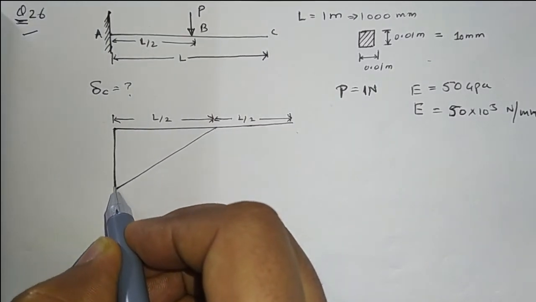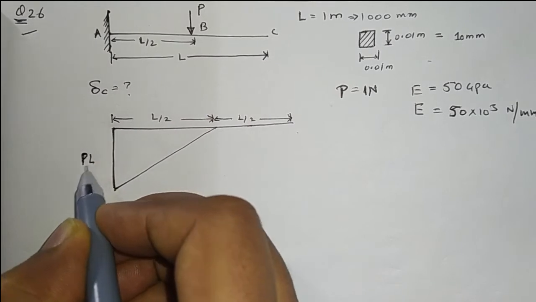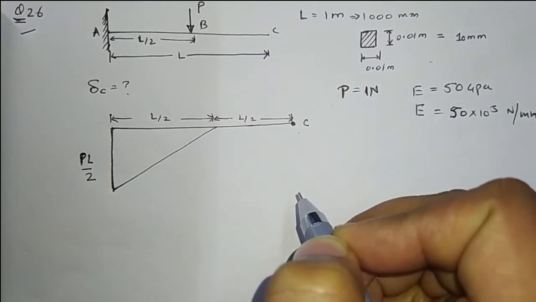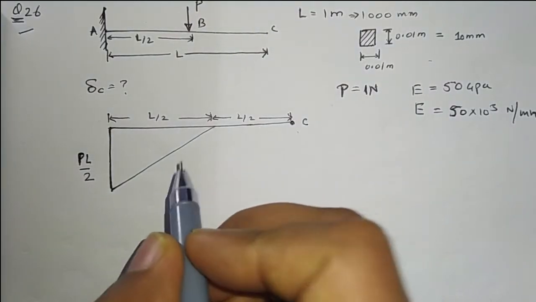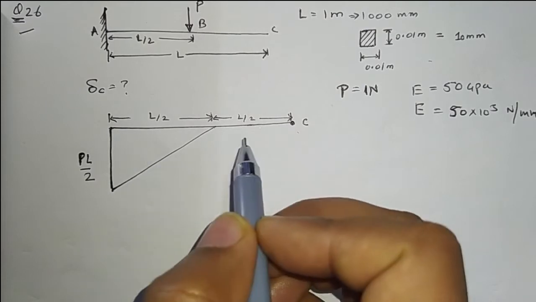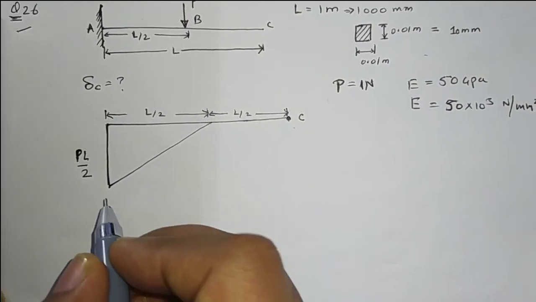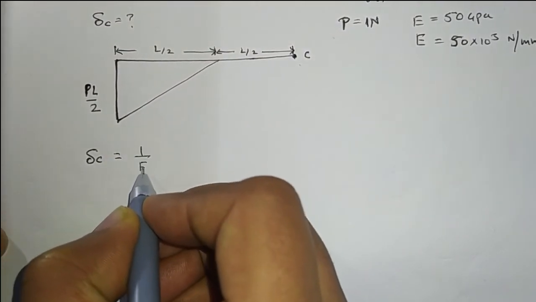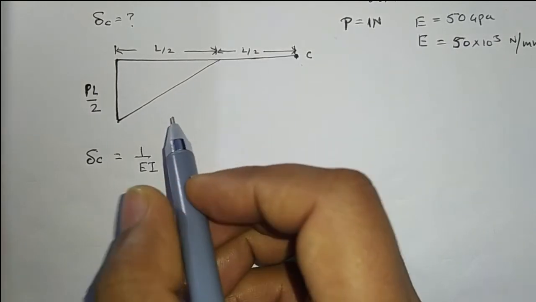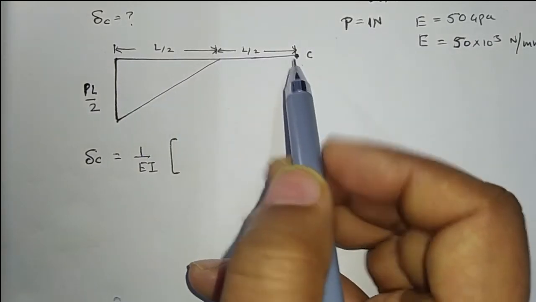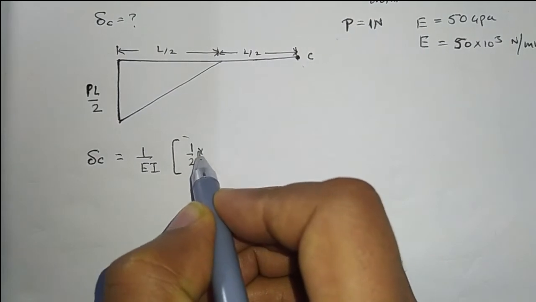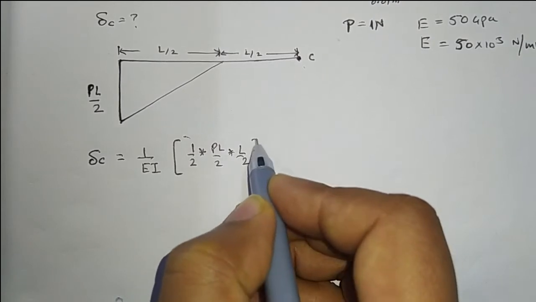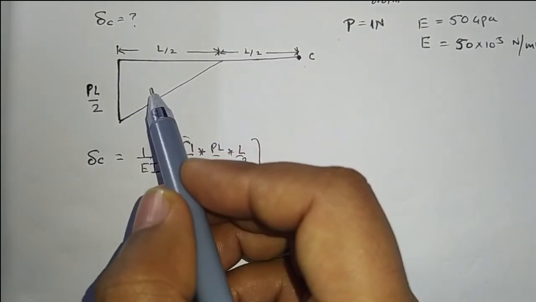And the bending moment at the fixed end will be equal to PL by 2. For finding the deflection at point C, we have to take the moment of area of the bending moment diagram about point C. So deflection at C will be equal to 1 by EI. We have to take the moment of this area about point C: 1 by 2 into PL by 2 into L by 2. This is the area of this bending moment diagram triangle.